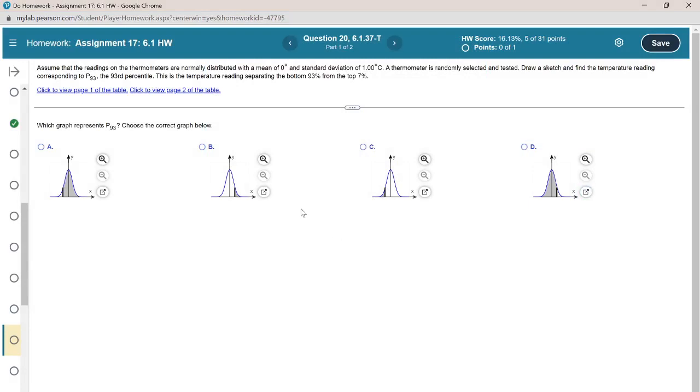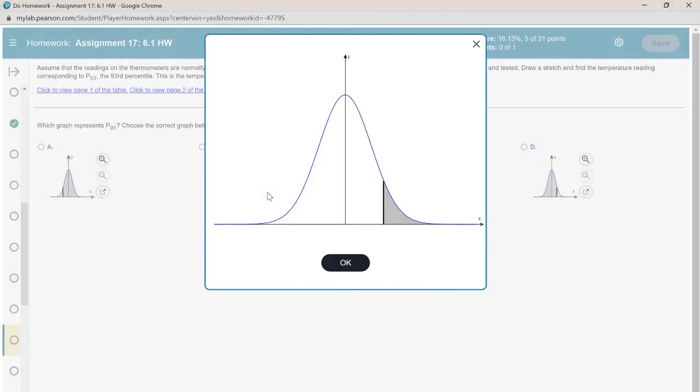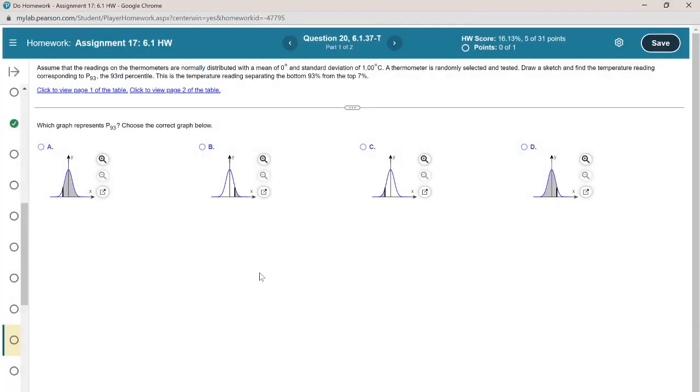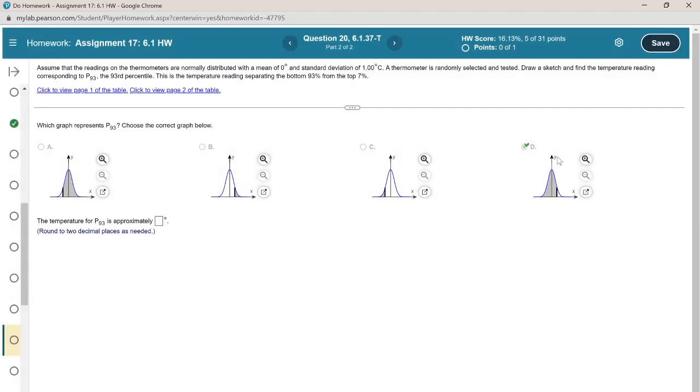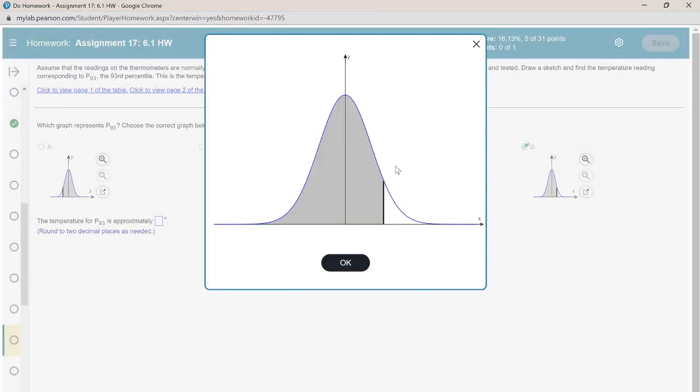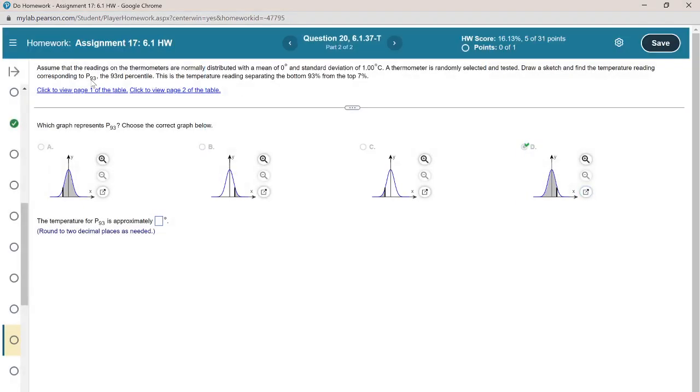Okay. What is this? So what is P93? Draw a sketch and find the temperature reading corresponding to P93. Okay, so here is the answer. Because we are trying to find the area under the curve to the left, which is 93%, this P93 separates the bottom 93% from the top 7%. That's why the answer is this one.